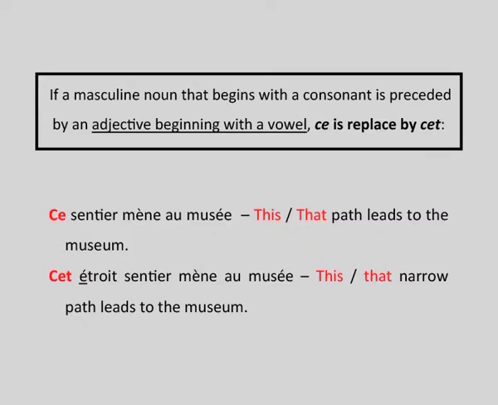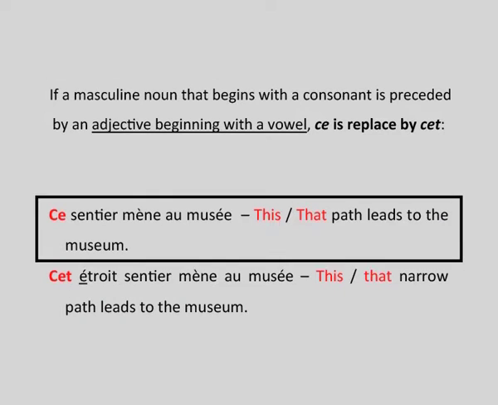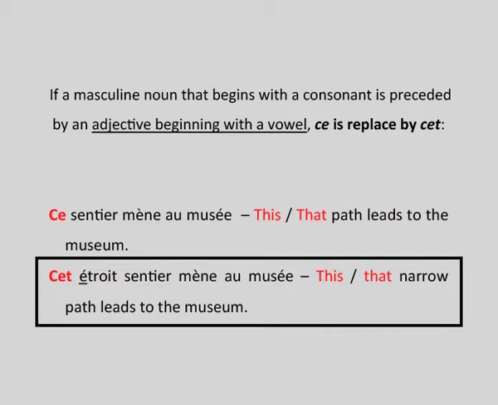Similarly, if a masculine noun that begins with a consonant is preceded by an adjective beginning with a vowel, ce is replaced by cet. Ce sentier mène au musée. This path leads to the museum. Cet étroit sentier mène au musée. This narrow path leads to the museum.